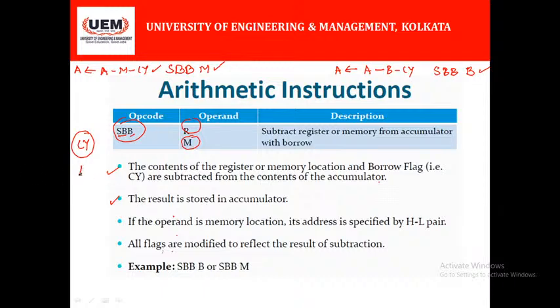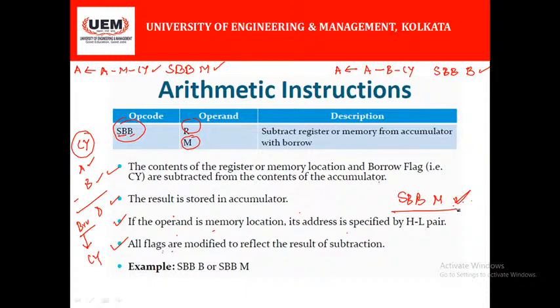So if two registers are subtracted, A and B, there exists a difference and there exists a borrow, and the borrow will be reflected by carry flag. We need to understand it very carefully. If the operand is in memory location, its address is specified by HL pair. All the flags are modified to reflect the result of subtraction. So if we are writing say SBB M, then it is a dependent instruction, we all know. M is basically the memory location.